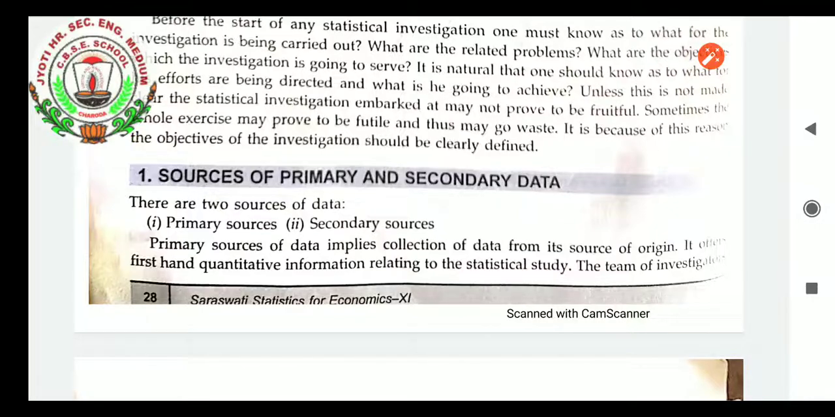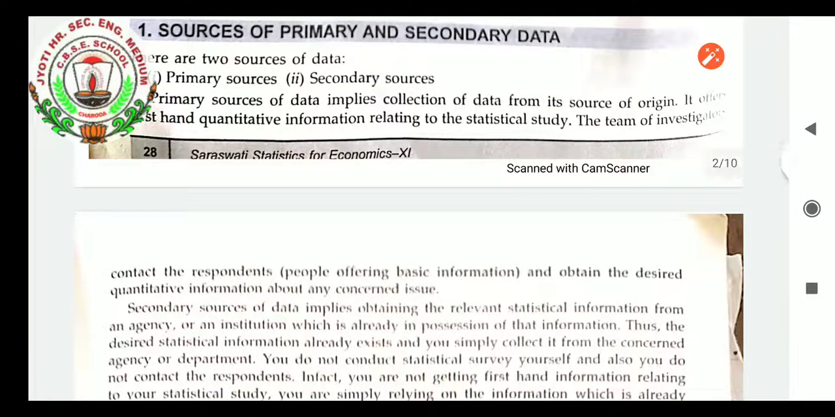When we talk about primary data, students, it is that source of data which implies collection of data from its source of origin. It offers first-hand quantitative information relating to the statistical study. The team of investigation contacts the correspondent people offering basic information and obtains the desired quantitative information about any concerned issue.